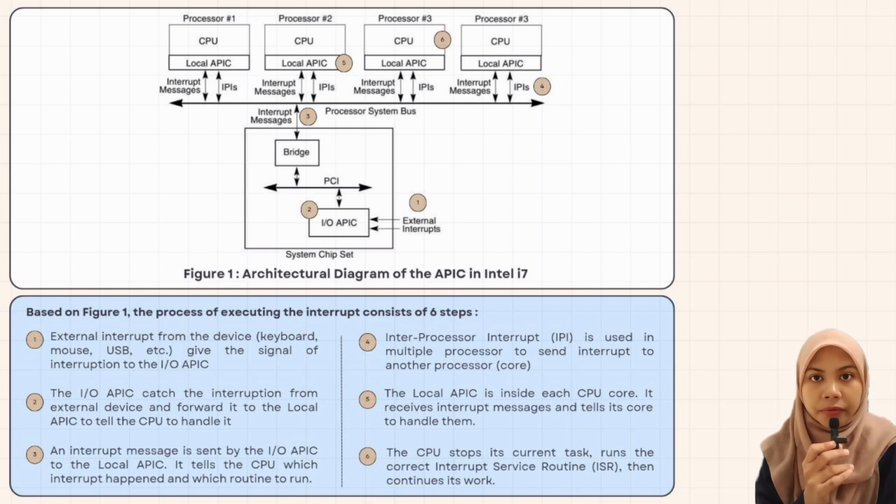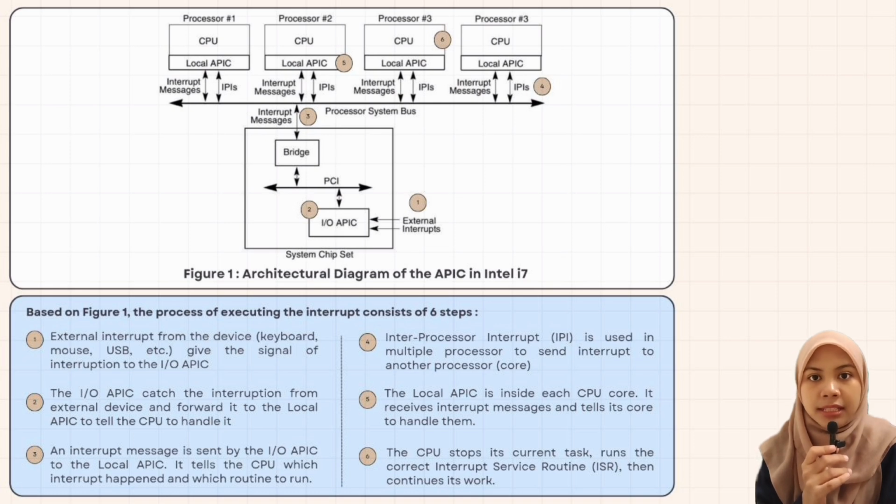Now for step 5, the local APIC inside core 1 receives the interrupt message and alerts the CPU. It puts the message into its interrupt request register, IRR, checks its priority and signals the processor. For example, think of the local APIC as a smart assistant who receives an urgent notification and immediately interrupts the boss, the CPU core, to handle it.